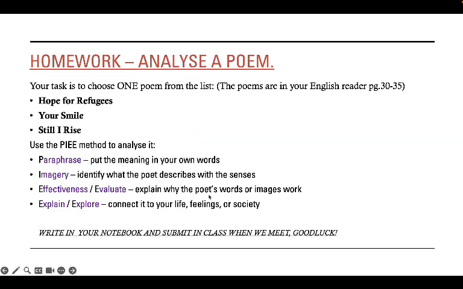Now, for your homework items, you are going to apply the PIEE method on your own. So this will give you more practice in analyzing poetry. You have to choose one poem from the list that we gave you. For example, Hope for Refugees, Your Smile, or Still I Rise. So when you've chosen your poem, you will go through the 4 steps of PIEE, of which the first one is paraphrase, where you put the poem into your own words. What is the poet saying? Just don't copy. Explain it simple, please.